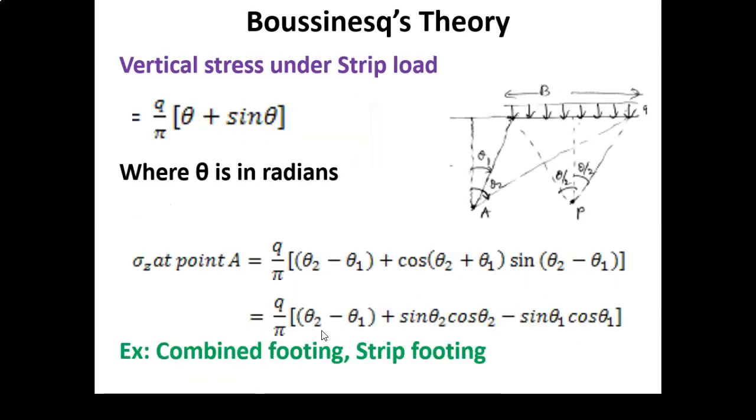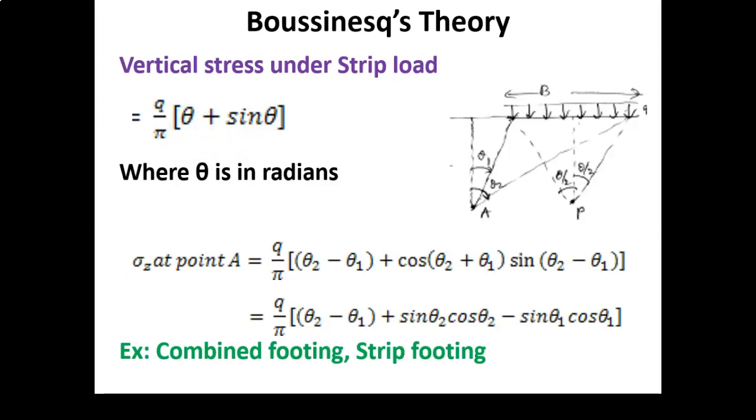The last case is vertical stress under strip load. Let us consider a strip of width b subjected to a UDL of q per unit area. The vertical stress at point P located at a depth z below the center of loaded area is given as sigma z equal to q by pi into (theta plus sin theta). Here in this equation, theta value must be taken in radians.